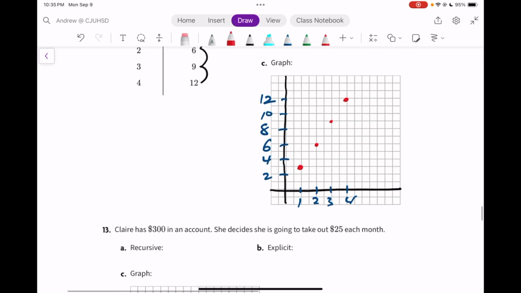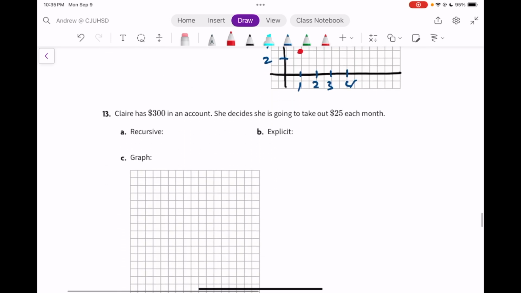All right, let's do this fun one. Claire has $300 in an account. That's her beginning or initial value. She decides she's going to take out, so she's taking out, that's a negative number, 25 each month. So recursively, I'm going to start with f of 1 is 300.